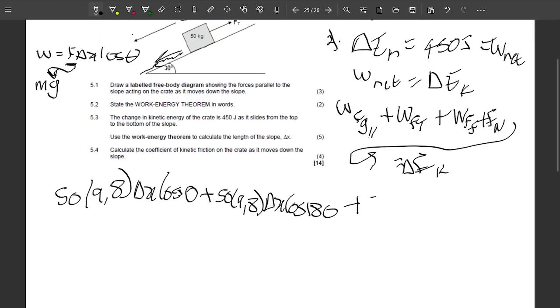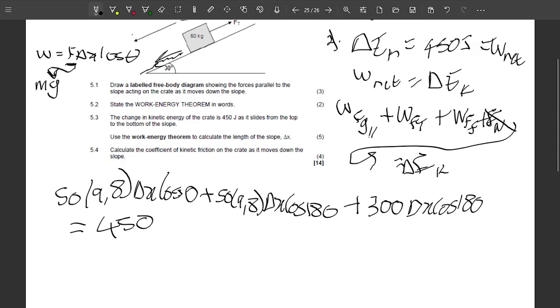The tension is given as 300 newtons, so this is just going to be 300 delta x cos, and the angle here is 180 degrees. This is all equal to 450, isn't it? Because this is the energy that was provided there. So we've got 1, 2, and 3. You'll ask, why didn't you include the Fn? Remember, it's not doing work here. I honestly don't know why I even wrote it down to begin with.